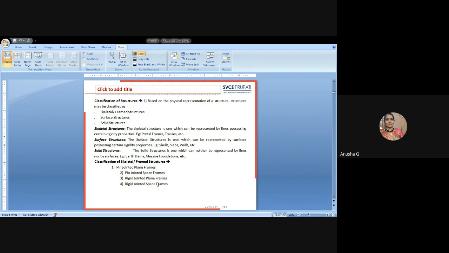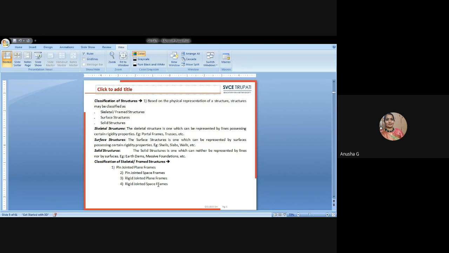Next, we have to go for the classification of structures. How are structures classified? Classification of structures is based on the physical representation of a structure. One is the skeleton or framed structure. The second is the surface structure, and the third is the solid structure.